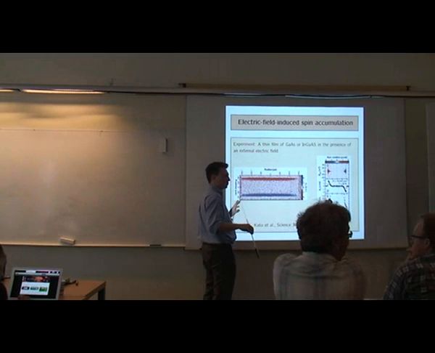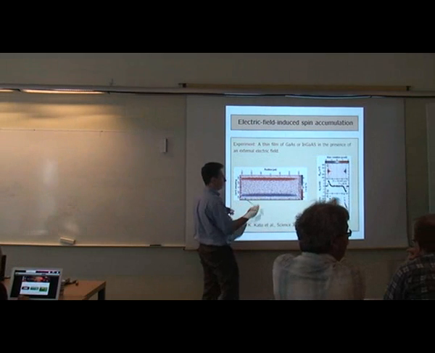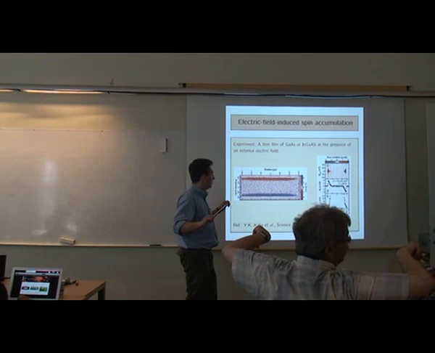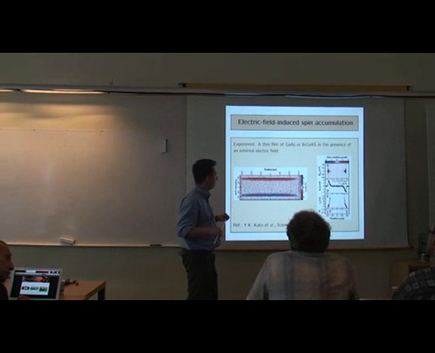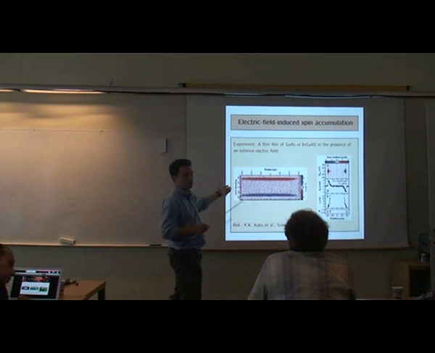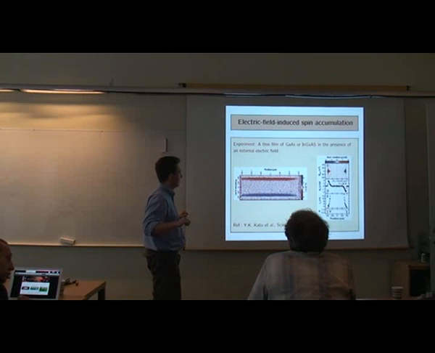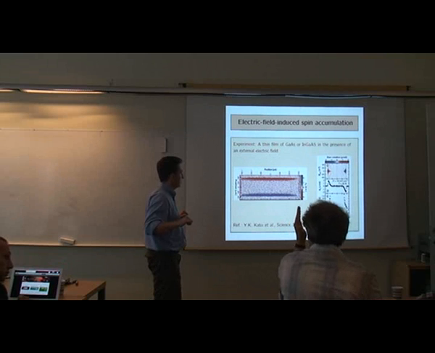I think z is in that direction, this way and this way. It depends on the spin orbit coupling, in fact. It should be perpendicular to the gradient of density, and the gradient of density is zero. This is the z direction, this is the electric field, and the spin should be in this direction.